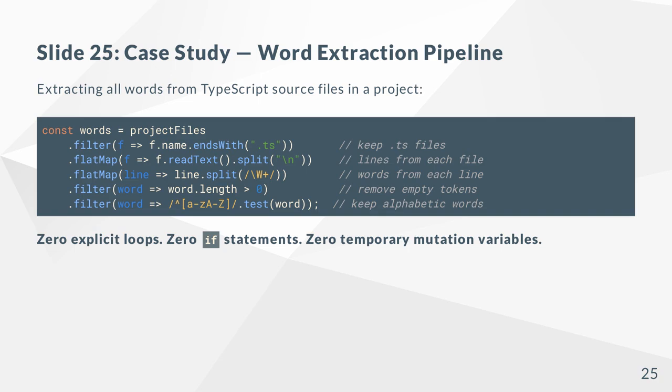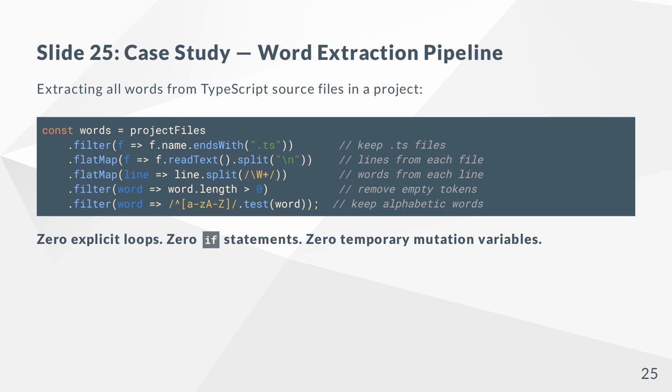Here is a larger pipeline, extracting all alphabetic words from TypeScript source files in a project. Step 1. Filter to keep only .ts files. Step 2. FlatMap each file to its lines. Step 3. FlatMap each line to its words, splitting on non-word characters. Step 4. Filter to remove empty tokens. Step 5. Filter to keep only words starting with a letter. Zero explicit loops. Zero if statements.